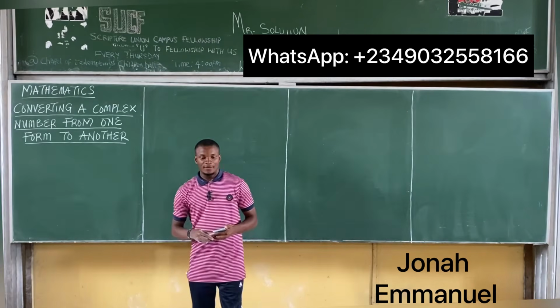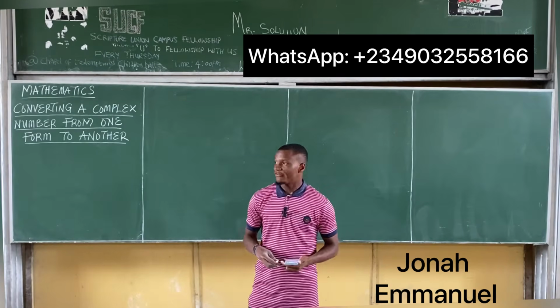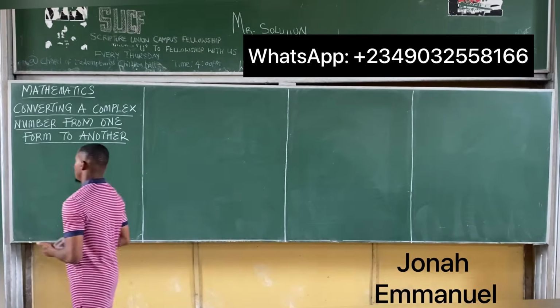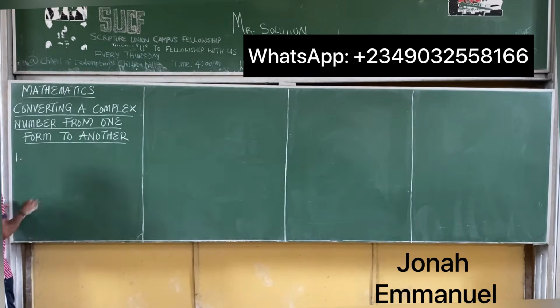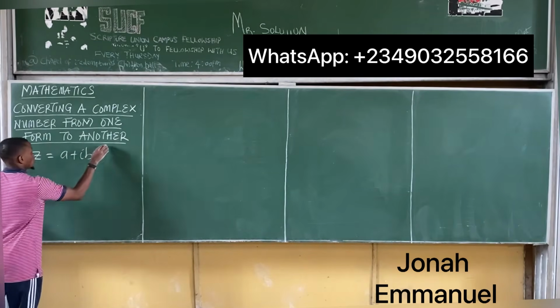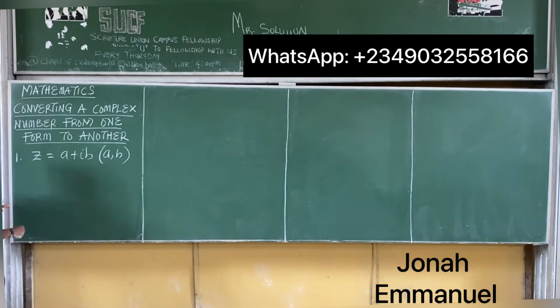All right. So let's look at the conversion of a complex number from one form to another. Now, recall that in our previous lesson, we talked about a complex number being expressed in two forms, z equal to a plus ib, or perhaps (a, b). We said this is the rectangular or Cartesian form.